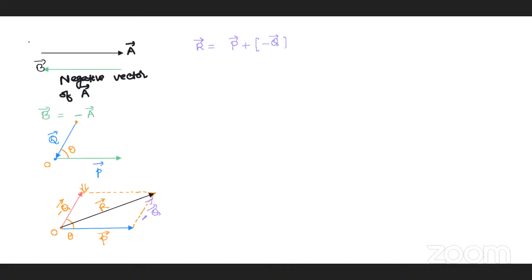Okay. So look at there, finally what I got here: r bar is equal to p bar plus minus q bar, that is, negative q bar. So by the addition of a negative vector with the other vector, finally you are adding, but it looks like subtraction after adding a negative vector to the first vector. That's why it is called the resultant. What you are getting there is that r bar is the subtraction of two vectors, not the addition of two vectors.